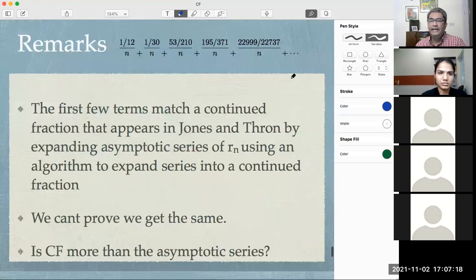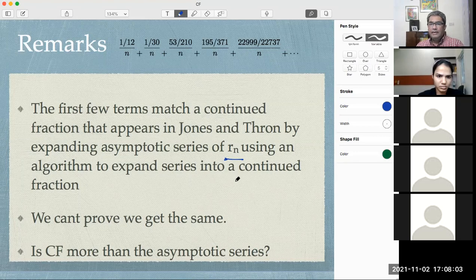These are the numbers that we get, and it turns out that the first few terms match a continued fraction that appears in Jones and Thron. Jones and Thron has this really fat encyclopedic book on continued fractions. What they did was they expanded the asymptotic series for Rn, which is well known, the usual stuff. And then there's a way to expand the series into a continued fraction. But they don't do anything with it. It's not clear whether it converges or diverges, there is no closed form. So some of the things are there, but we can't prove that we get the same.